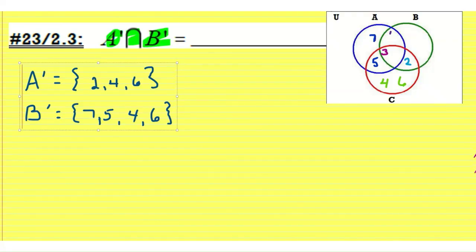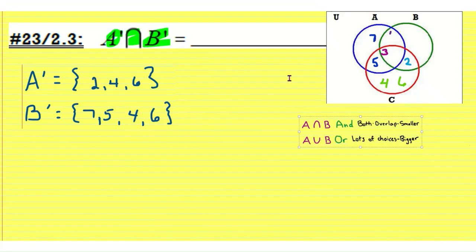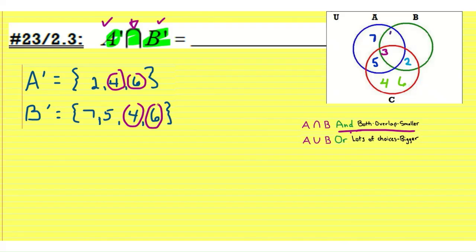And again, what does the intersection symbol mean? The intersection symbol means that it would be what is in both of those, and it has to be in A prime and B prime. So the intersection is asking us to say what is in A prime and B prime. So if we look at these two answer sets, the elements that are the same are the 4 and the 6. That is what is in both A prime and B prime. So that would be our answer set, 4 and 6.